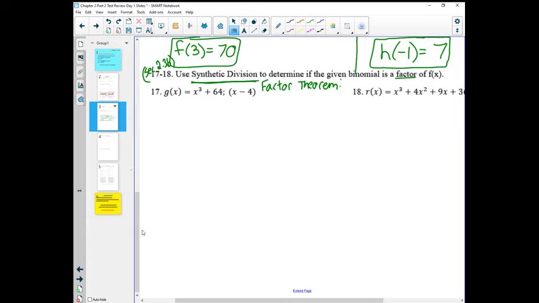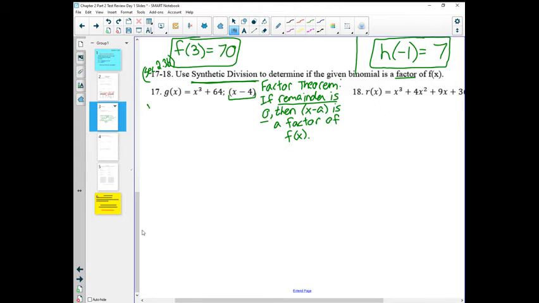And all the factor theorem basically says is that if the remainder is 0, then x minus a is a factor of f of x. So we're going to use synthetic division and once again check to see if the remainder is 0 to determine if the factor is a factor of the polynomial.